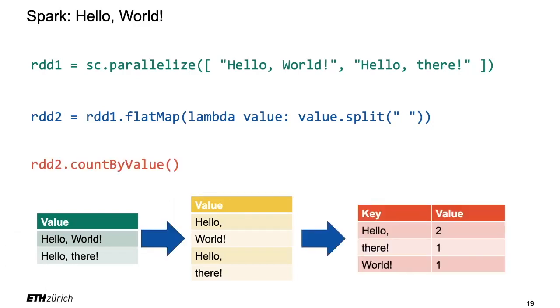Now, let's do an action. The action is called countByValue, and this is what's printing on your screen. So you have to count how many of each string there is. So hello appears twice, the first and the third value in the RDD2. So you have key hello with a value of 2 because it's twice. There appears once, so you have there 1, and then world appears once, so you have world 1.